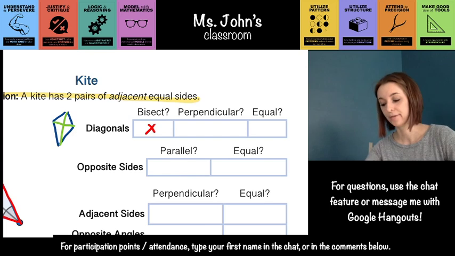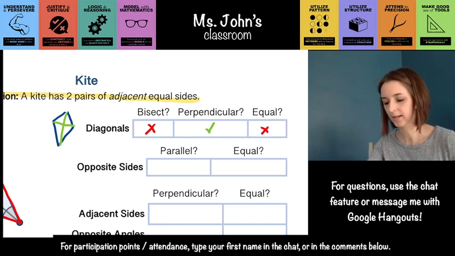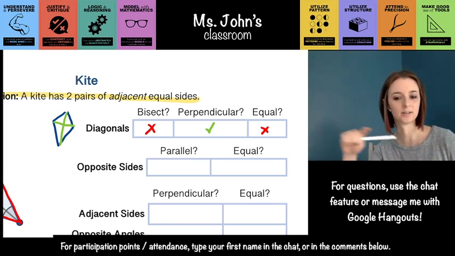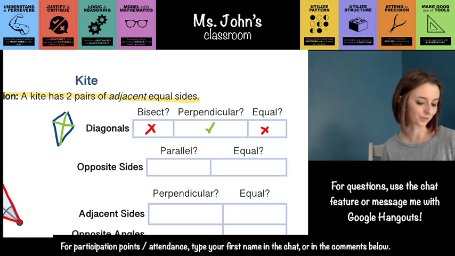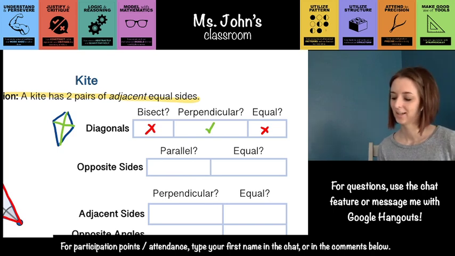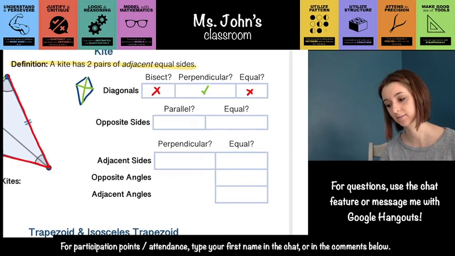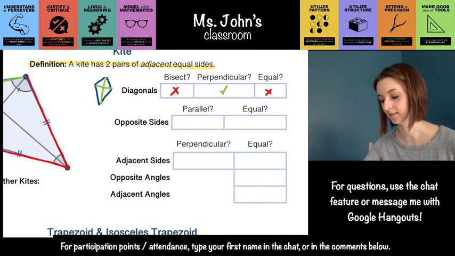necessarily. However, they do meet at 90-degree angles. They are perpendicular. But they are not the same length because a kite tends to have a long diagonal and a short diagonal. Again, not necessarily. It could be equal if it's a very specific kind of kite, but not necessarily.